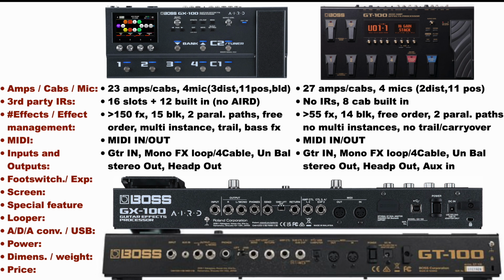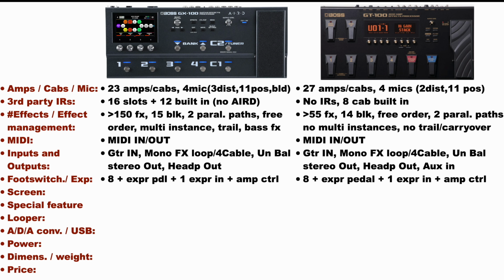As regards inputs and outputs, the GX-100 has a guitar input, a mono effect loop, unbalanced stereo outputs, and a headphone out. The GT-100 has the same I/O, but with an additional aux in, which is missing in the GX-100. As regards foot switches, the GX has 8 foot switches, an expression pedal and an input for another one. It also has an amp control out to be used to switch the channel of your tube amp. The GT-100 offers basically the same configuration of foot switches and controlling options.